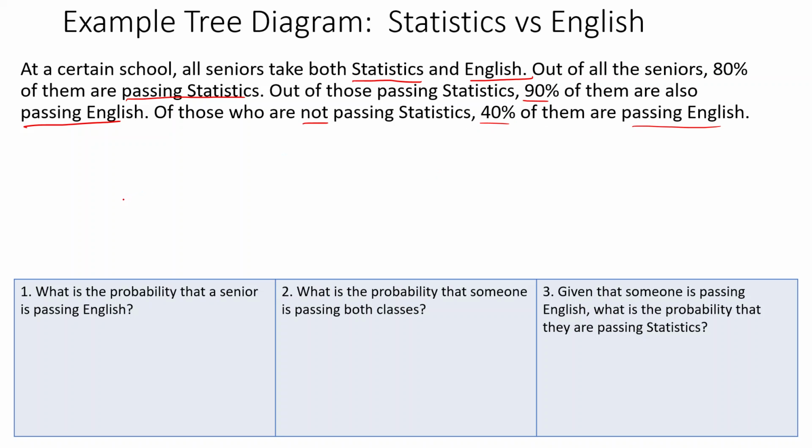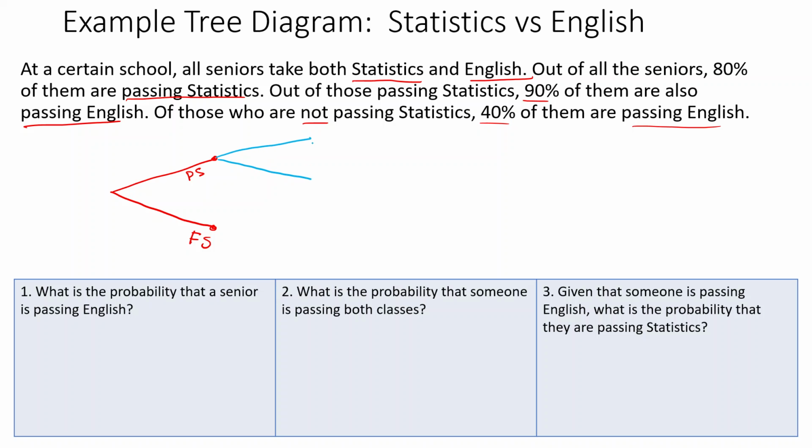So let's see. Let's start off with we'll do two branches here to start. And we've got passing statistics. Let's call that PS for pass statistics. And then FS for fail statistics. There's our first branch. Our second branch.